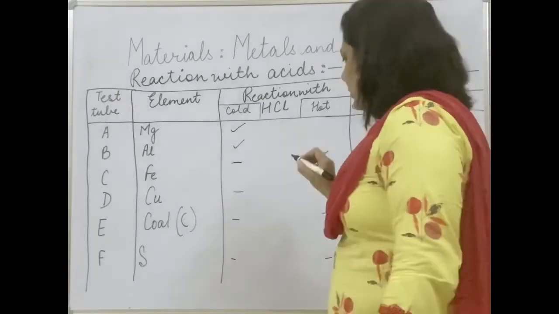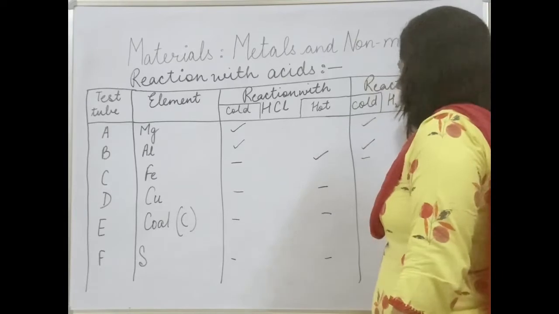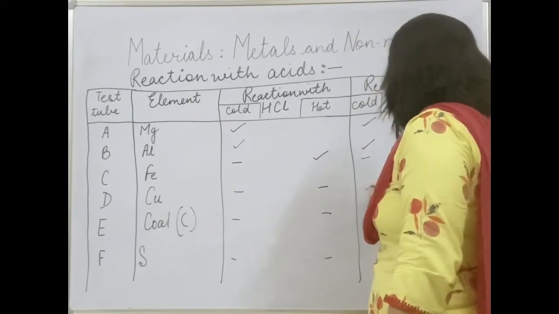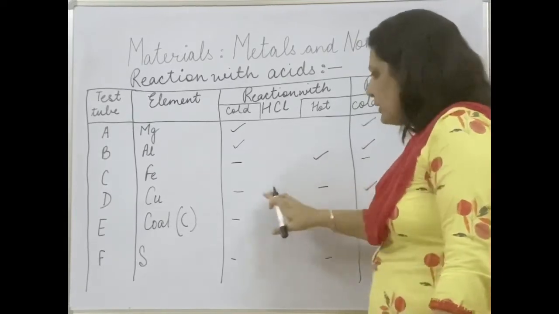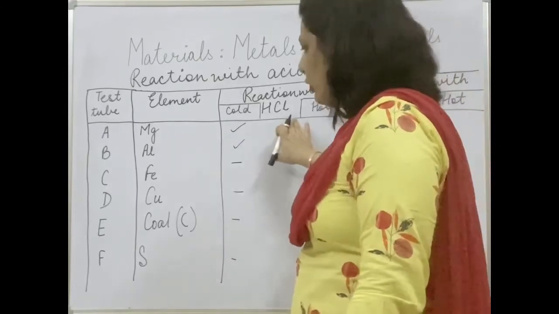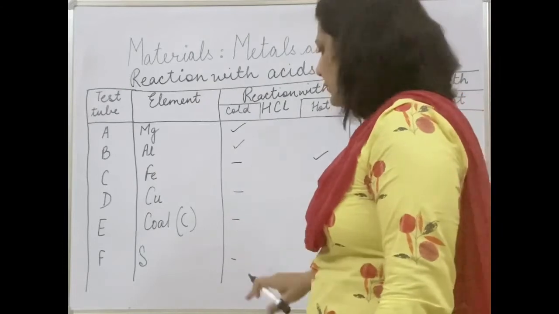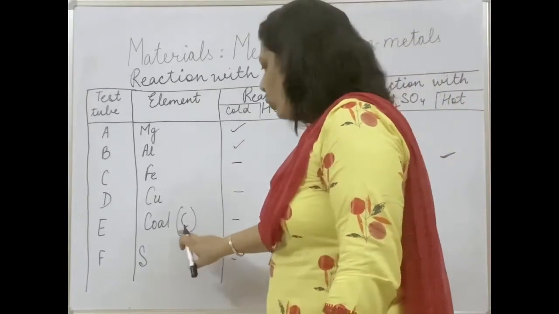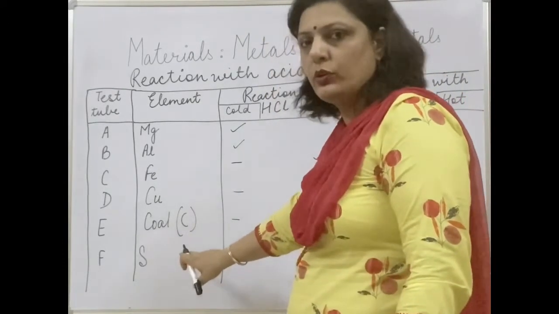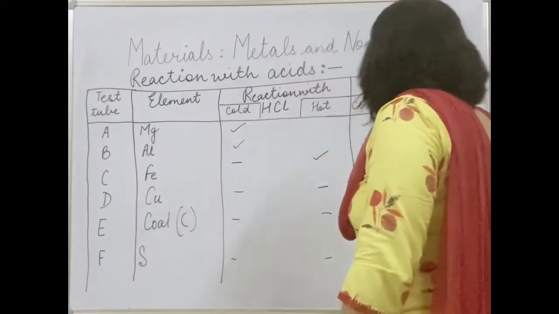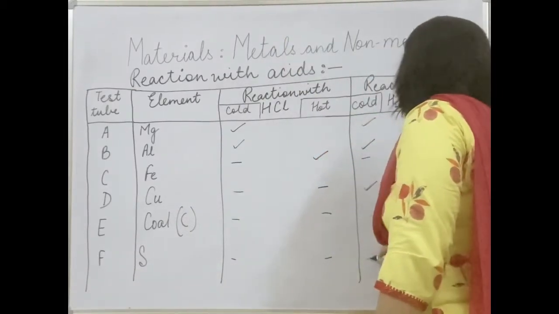Then copper will show a reaction with dilute sulfuric acid. It will show a reaction. Means copper is not showing reaction with dilute hydrochloric acid, but it is showing reaction with dilute sulfuric acid. Then again coal and sulfur, when you pour dilute sulfuric acid on these two, we will find there will be no reaction.